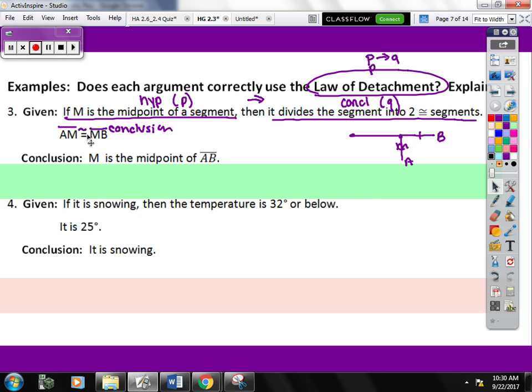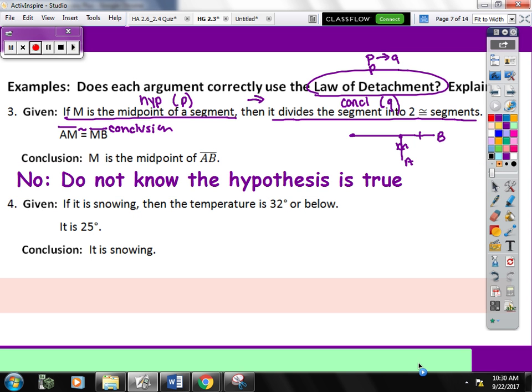So our conclusion here is not possible. And the reason you'll always say it's not possible is that you don't know the hypothesis is true, or you weren't given the hypothesis part. That's the harder one to explain. The one below you'll probably understand a little bit better.